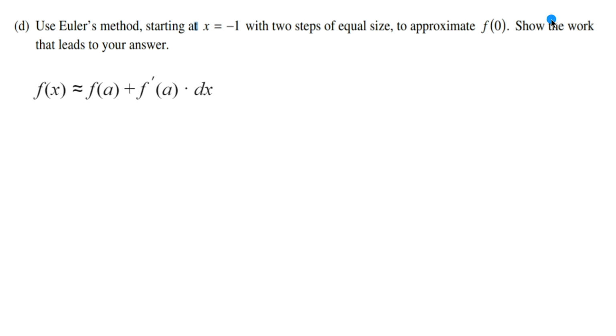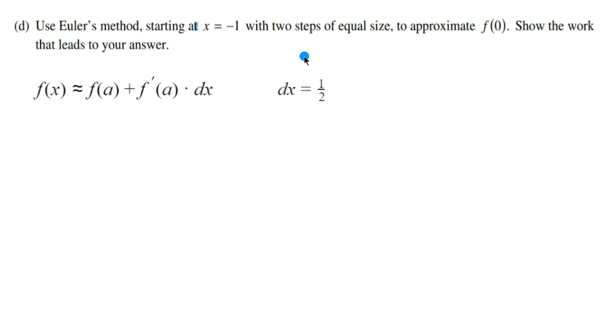f of x is approximately f of a plus f prime of a times dx, where a is just the term that comes before x. So if this was replaced with x sub n, a would be x sub n minus 1. There is another way of doing Euler's method problems without using the formula, but because you'll probably be under timed pressure during the actual AP test, it's good to have this formula memorized.